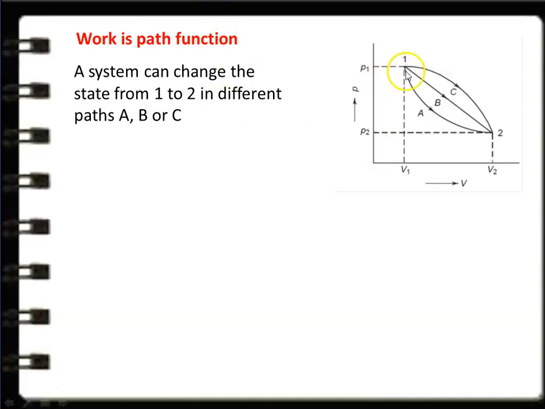Area under the line A. What is the work done for the process B? The area under the line B. What is the work done for the process C? The area under the line C.